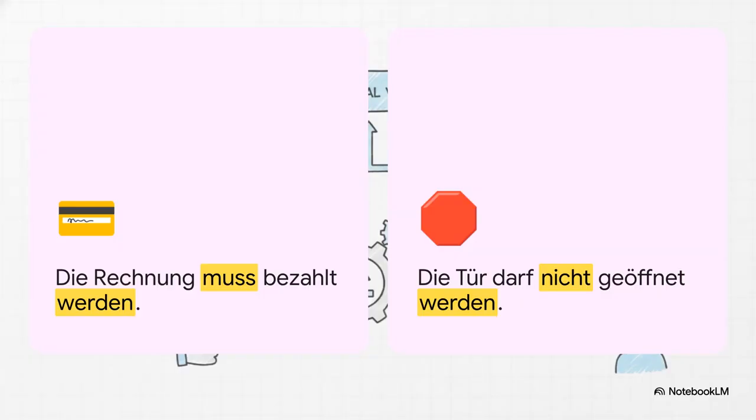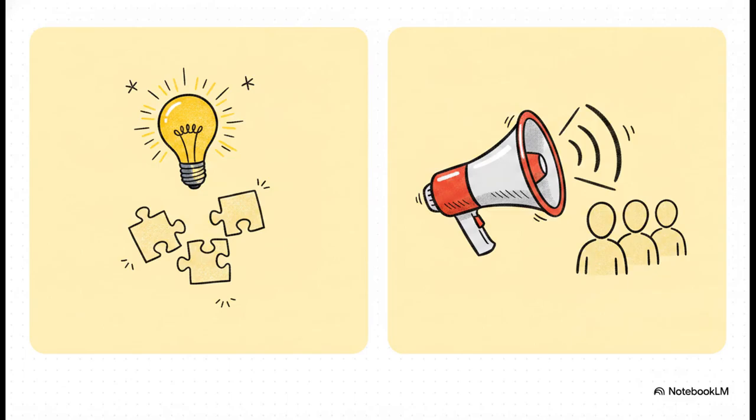Let's contrast 2 of the heavy hitters. On the left, we've got müssen. Die Rechnung muss bezahlt werden. The invoice must be paid. That is a non-negotiable necessity. But contrast that with darf nicht on the right. Die Tür darf nicht geöffnet werden. The door must not be opened. Darf nicht is like the ultimate red light in German, right? It strictly communicates that something is entirely prohibited. No exceptions.